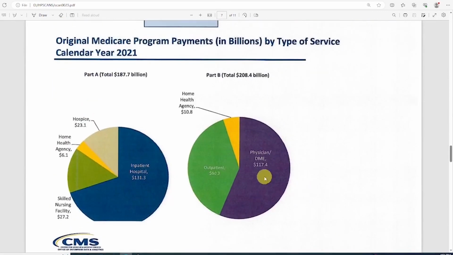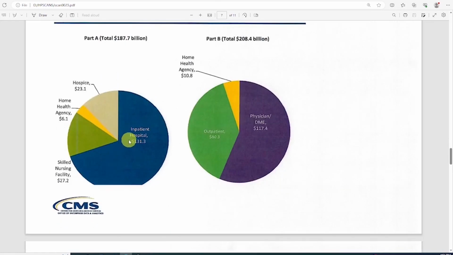Let's take a look here. The original Medicare program, Part A, again, like we just discussed, from a chart perspective, just so you can see. It was about 131.3 in inpatient hospital, hospice care, home health agency, and skilled nursing. So a big portion of the Part A payments of the 187 billion went towards inpatient admission, when you are admitted in the hospital as an inpatient.